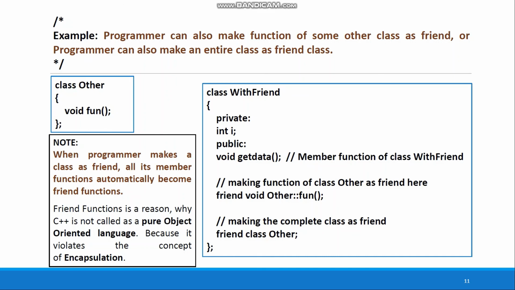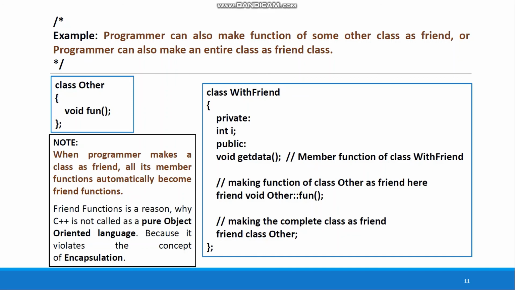Here we are making a function of the class other a friend. How can we make a function of the other class a friend? We can do it like this. We use the friend keyword, then the data type of the function, which should be the same, void, and the name of the class, other, the scope resolution operator, and the name of the function, fun. With the help of this, we can make a member function of another class a friend to one class. So with the class with friend, we are making the fun function of class other a friend of the class with friend.